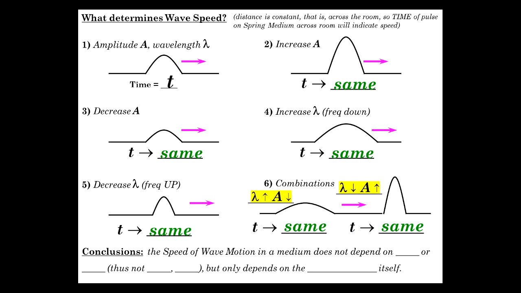In other words, what determines wave speed? Does it depend on the amplitude, the wavelength, the frequency? Well, from what we see is that the wave motion does not depend on the amplitude. And it does not depend on the wavelength. So it doesn't depend on the frequency or the period either. It only depends on one thing, and that is the medium in which it finds itself. If you don't change the medium, you don't change the speed. And that will conclude this little lesson.